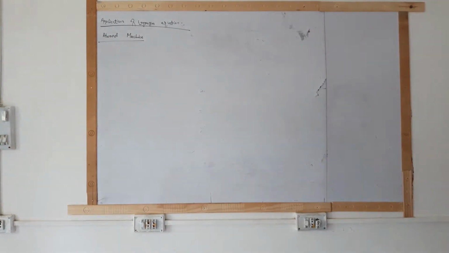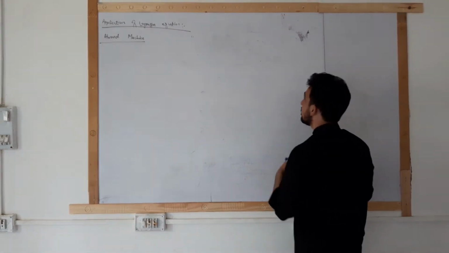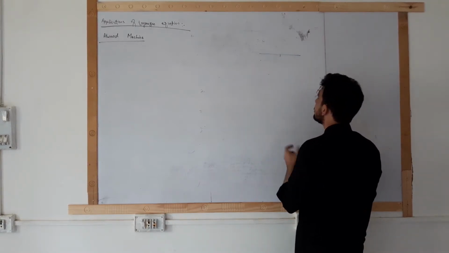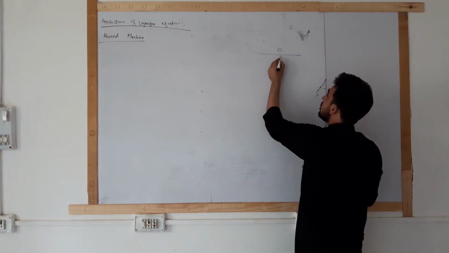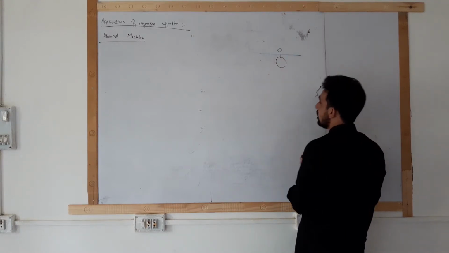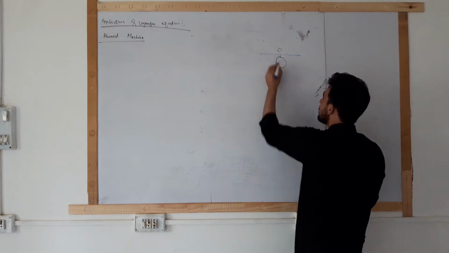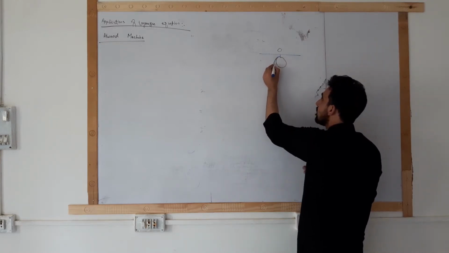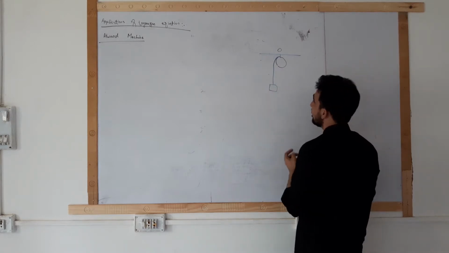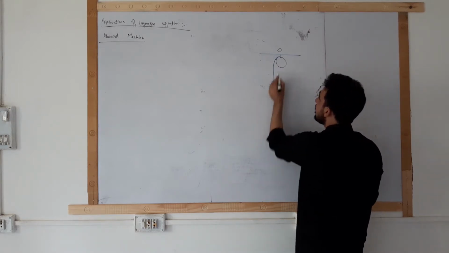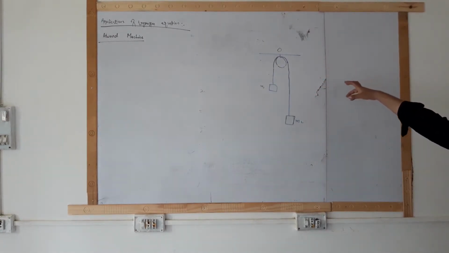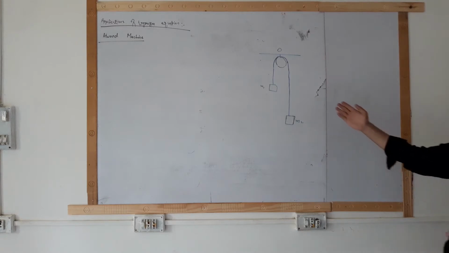Let us consider an Atwood machine as shown in the figure. We have a pulley which is fixed at point O. A string of length L is attached to a mass, say M1. So we have the following system as shown in the figure.